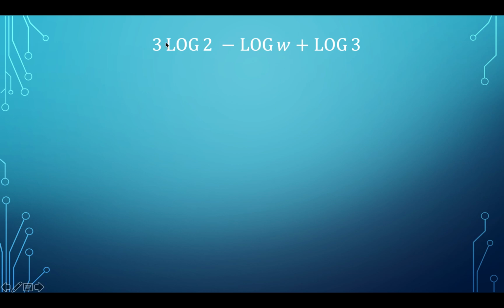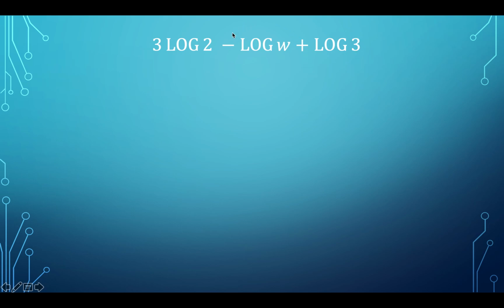How about now? We have 3 log 2 minus log w plus log 3. Okay, this is that problem where I was telling you how the second we have the subtraction sign, that means we're doing what? Division. And the second we have a plus sign, that means we're doing what? Multiplication. Well, now you're going to be asking yourself, where does this log 3 go? Numerator or denominator? It's going to go into the numerator.